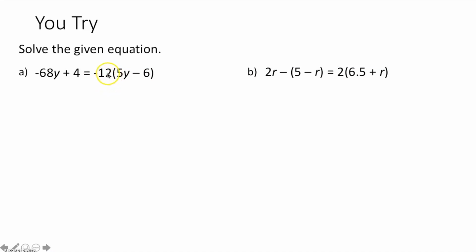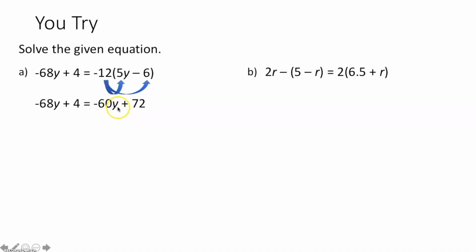But we do have a negative 12 multiplied out front, which we can distribute. So we're going to distribute that right now. Negative 12 times 5y is going to give me negative 60y, and then negative 12 times negative 6 is going to give me positive 72. Now that I've simplified both sides of the equation, I move to step 2, which is moving my variables to the left.